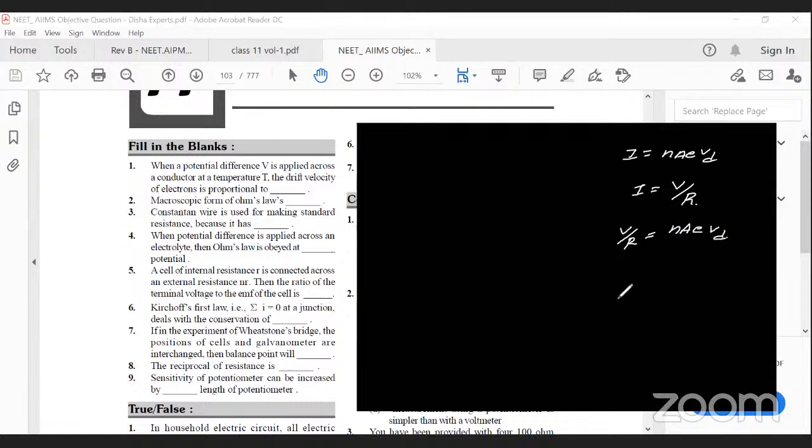So I need the relation between potential difference and drift velocity. What they have asked is that the drift velocity of electrons is proportional to what. So, I'll rewrite the relation: Vd is equal to V by R into NAe. But I want it in terms of resistivity rather than resistance. So, R is equal to rho L by A, right? Correct. I'm going to substitute: rho L divided by A. A will get cancelled. So, Vd is equal to V divided by rho L N e.